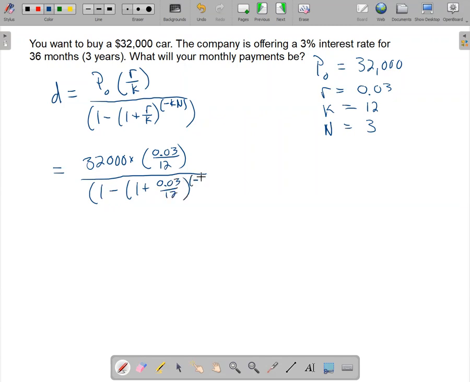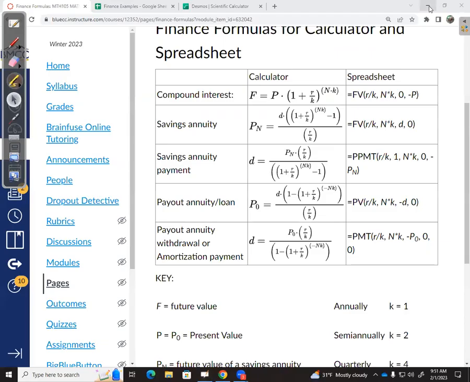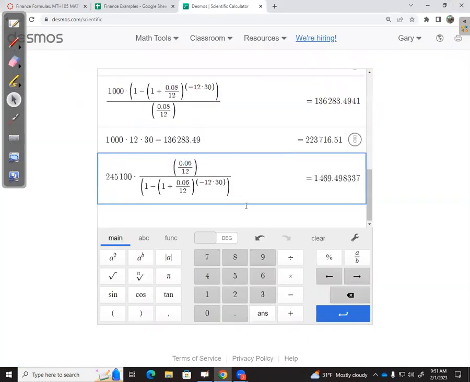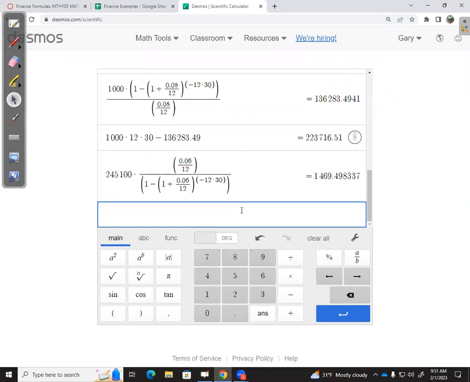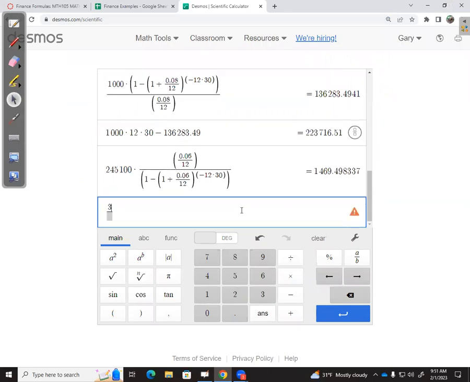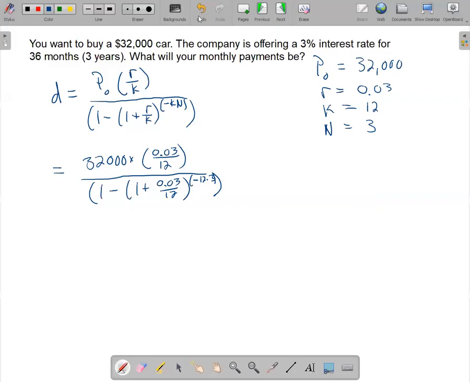Power goes negative 12 times 3. Could type 36 instead if you want, but it's got to be negative. Oops, parentheses, parentheses. And I do think it's worthwhile to type that, to write it, to be sure you're using the calculator correctly. 32, is that right? Percent, 3 years, okay.